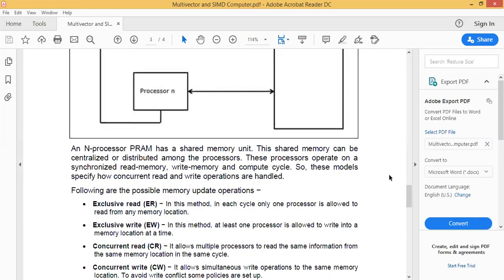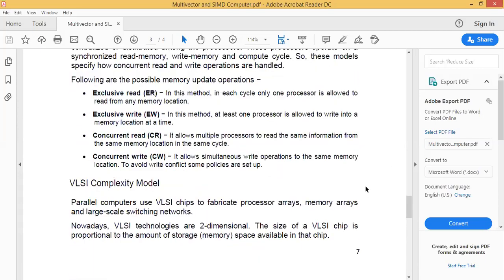Following are the possible memory update operations. Exclusive read: in this method, in each cycle, only one processor is allowed to read from any memory location. In case of exclusive write, at most one processor is allowed to write into a memory location at a time. Concurrent read allows multiple processors to read the same information from the same memory location in the same cycle. And in case of concurrent write, it allows simultaneous write operations to the same memory location, and to avoid write conflicts, some policies are set up.